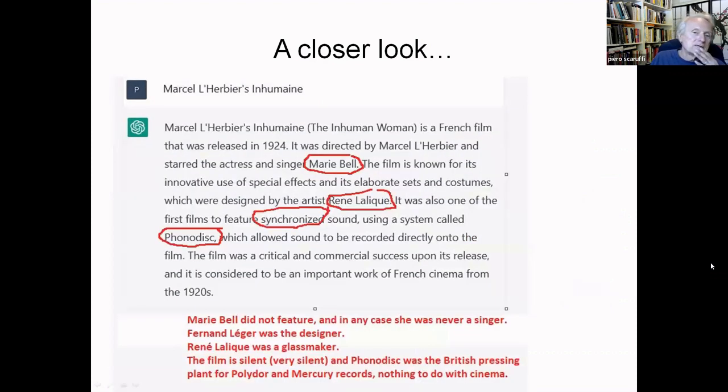So then I asked again, I think the following day, and again it came up with things that, yeah, somehow related, but actually Marie Bell does not feature. She was never a singer. Léger was the designer. And even better, it mentions Phonodisc. I had to really spend a lot of time finding out what Phonodisc was, and God only knows why it comes out in this context. It was a British pressing plant for records, music.